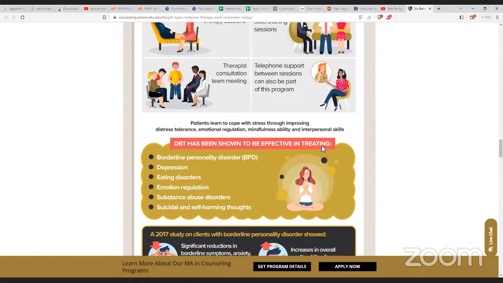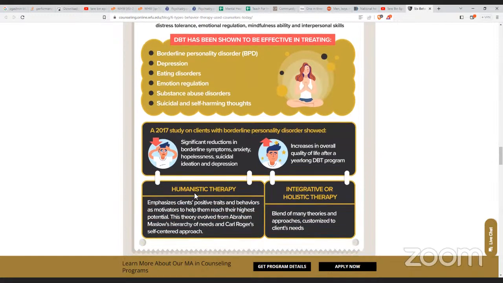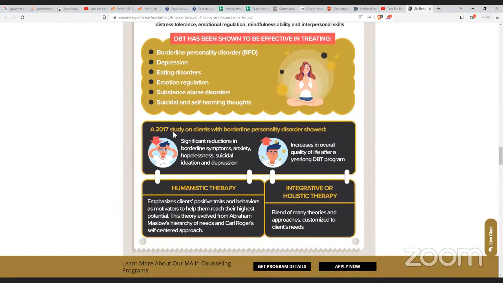So this is very effective in treating borderline personality disorder, emotion regulation, and eating disorders. A 2017 study on clients with borderline personality disorder showed significant reduction in borderline symptoms.